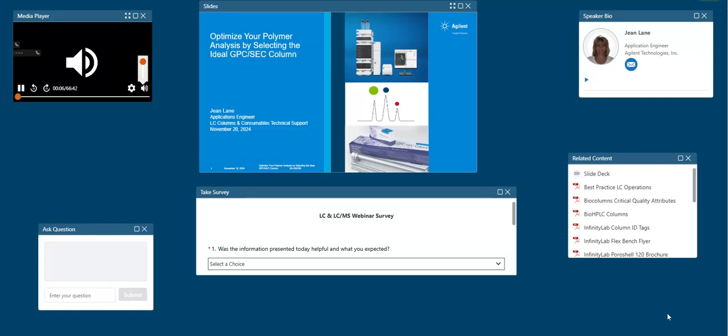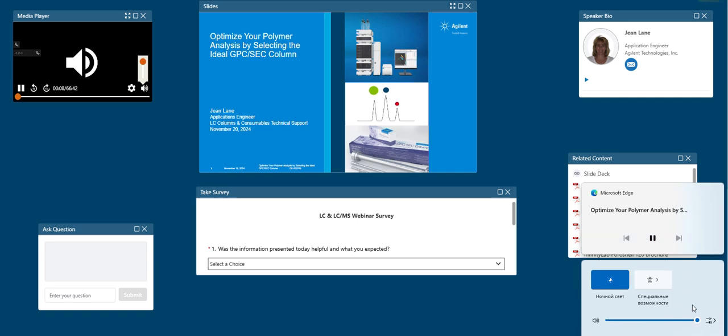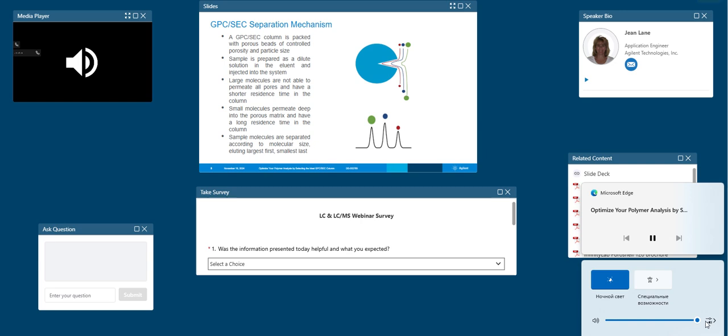It's called Optimize Your Polymer Analysis by Selecting the Ideal GPC-SEC Column. So to start, I always think it's important to provide a quick reminder for the GPC-SEC separation mechanism. How actually does GPC-SEC work?